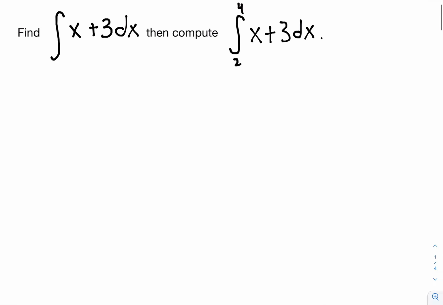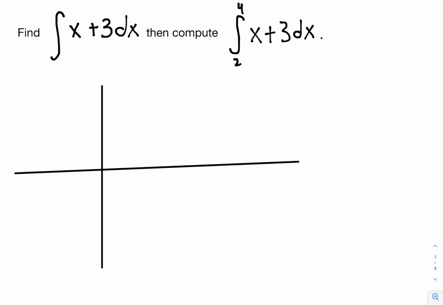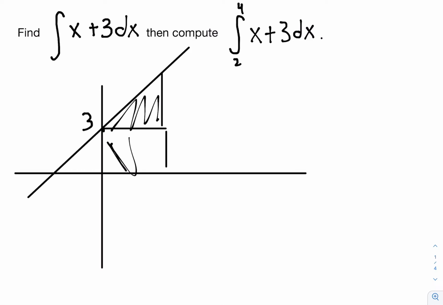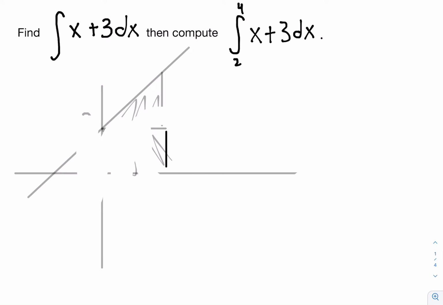So x plus 3, that function looks something like this, with an x-intercept of 3 and a slope of 1. So this x-intercept here is 3, and the rise over run is just going to be 1. And to find the area underneath, we can use geometry. So we can split this up into a rectangle like this, right, and a triangle like this. We can compute these two areas, and we can just add them up, and that's going to be our area. Except doing it with integrals is going to be a lot easier.